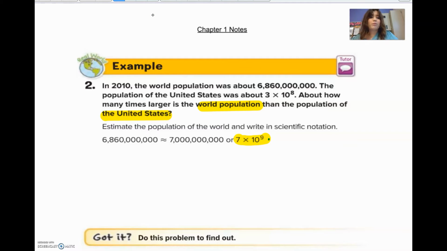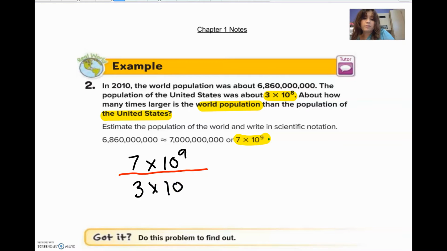So our problem is asking us, how many times larger is the world to the population of the United States? So this is actually a division problem. We are going to take our world population, and then we're going to divide that by our United States population. And from here, it's a lot like our previous example. We are going to group 7 divided by 3. So we'll do 7 divided by 3, and we'll get 2.3.